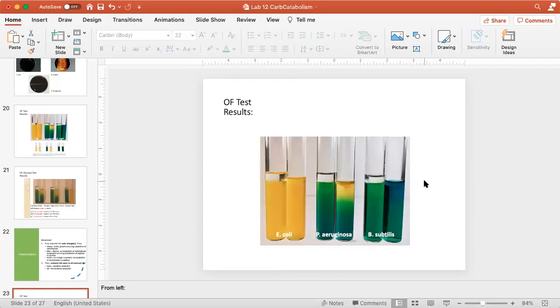Here are results again. Positive, positive, positive. Carbohydrate catabolism is going on. This one is aerobic cellular respiration. This one is fermentation. This one is aerobic cellular respiration.